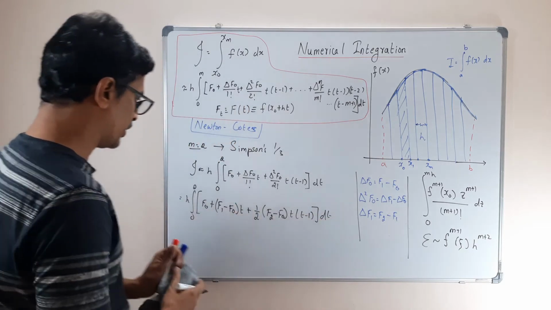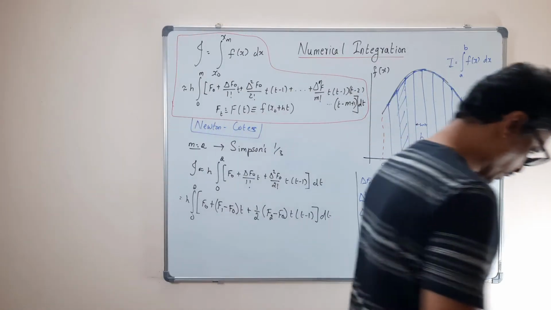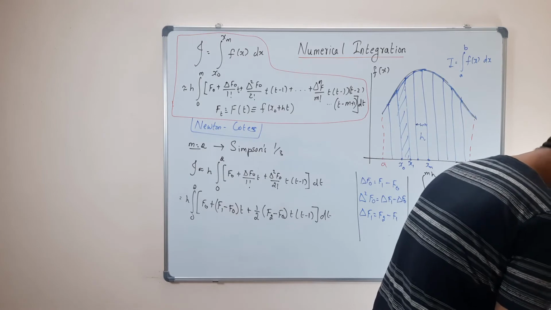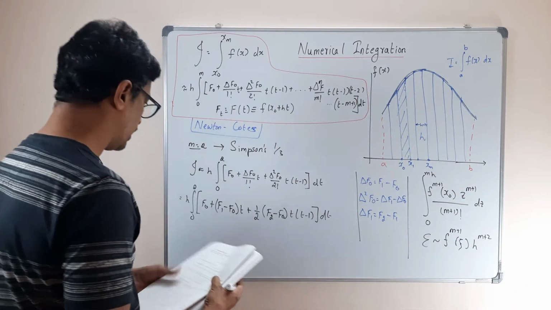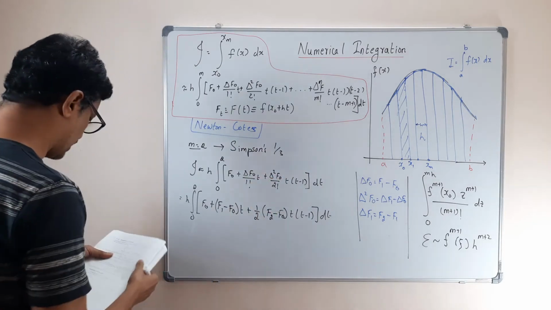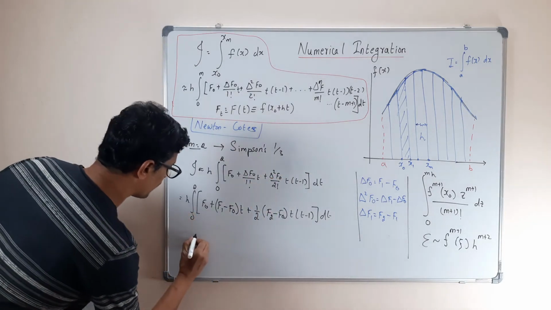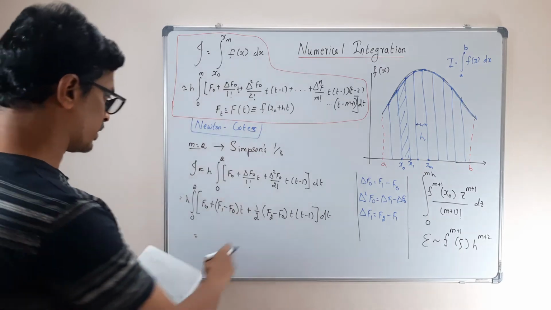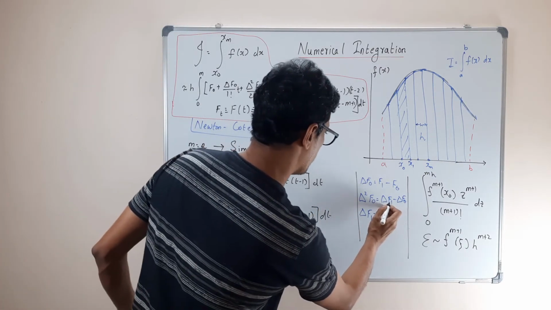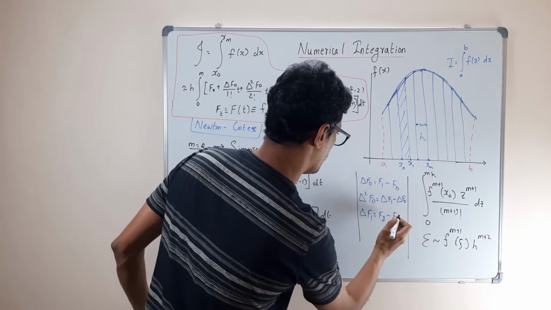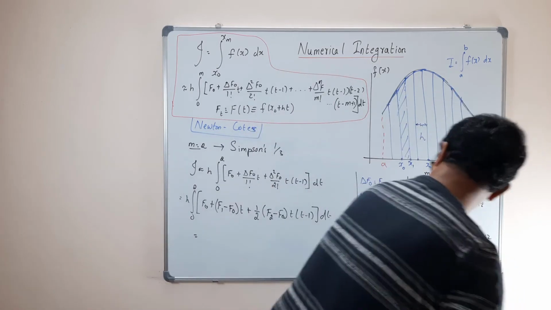I am not going to perform this integration. This is trivial. You can take a paper and a pen and do this integration in your notes. So this will come out to be, I guess I wrote this correctly. What happens? So del square f0 will be del f1 minus del f0. Oops, sorry, I made a mistake.